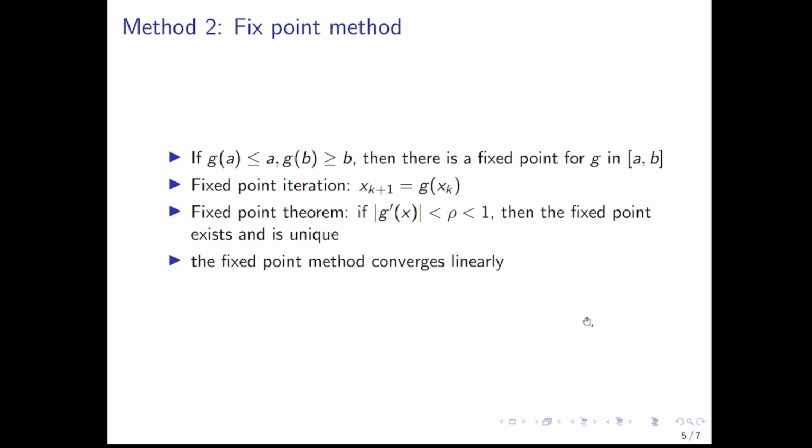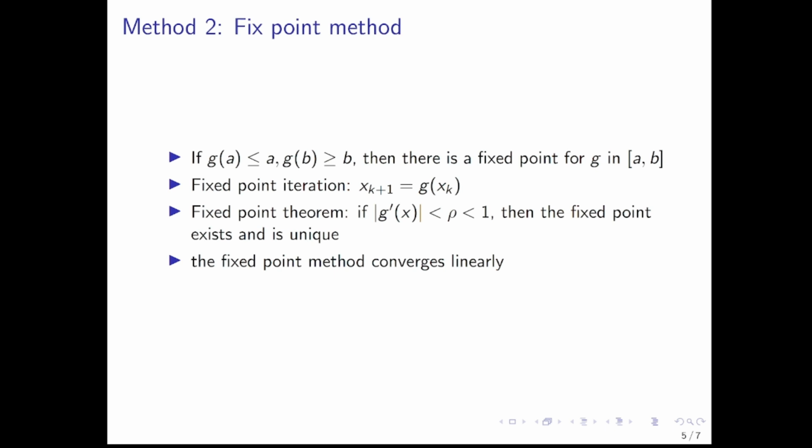The second method is the fixed point method. So the fixed point method is based on the idea to find the fixed point for a function g such that g(x) equals x. So if we let f(x) to be g(x) minus x, or let g(x) to be f(x) plus x, then finding the fixed point of g is equivalent to finding the root to f(x). If g(a) is smaller or equal than a, g(b) is larger or equal than b, then there is a fixed point for g in [a, b].